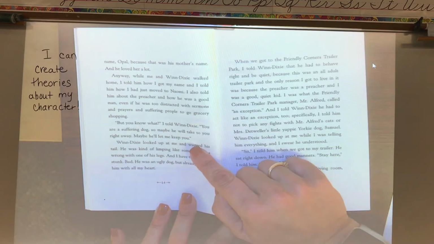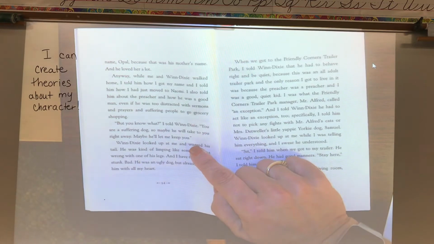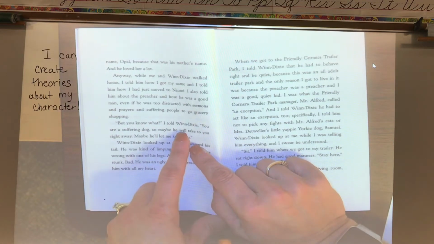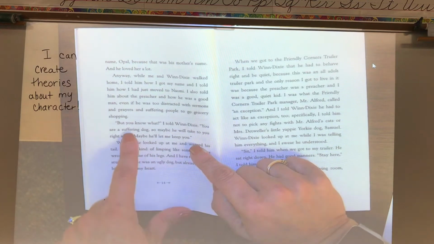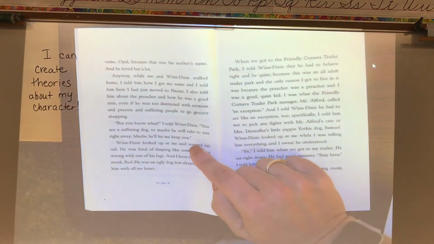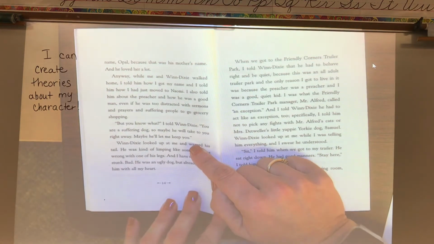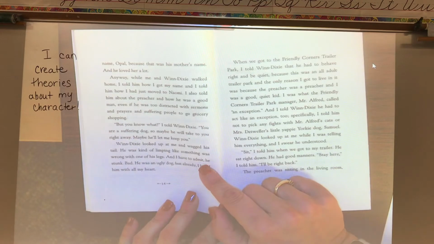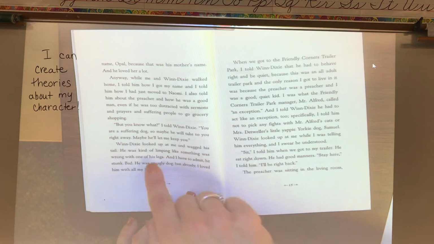So here, I can make a theory about Opal's father. She says that he's a good man, that he gets distracted sometimes, but he likes to help people that are suffering. So I'm thinking, just like Opal's thinking, that her dad will say it's okay to keep Winn-Dixie because Winn-Dixie is a suffering dog. So Opal's creating a theory about her dad based on what she knows about him. I'm also doing that. I agree with her because up here it says her dad is very concerned about people who are suffering. So it makes sense that he'd be concerned about a dog that is suffering.